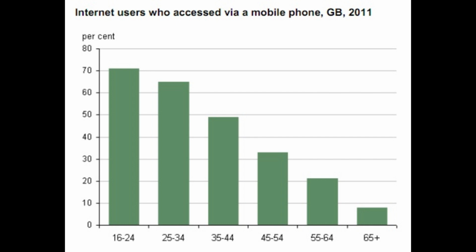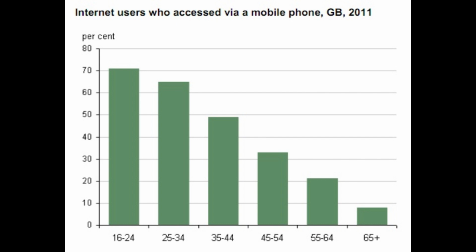The following graph gives information about internet users who accessed via mobile phone. The items include 16 to 24, 55 to 64, and 65 plus. You can see from this graph that, in 45 to 54, the value is around 32%. You can see from this graph that, in 35 to 44, the value is around 50, which is higher.